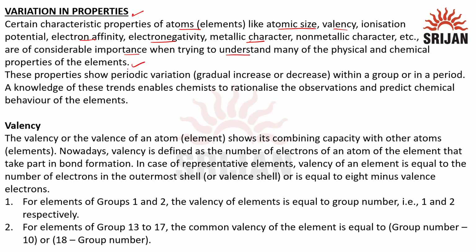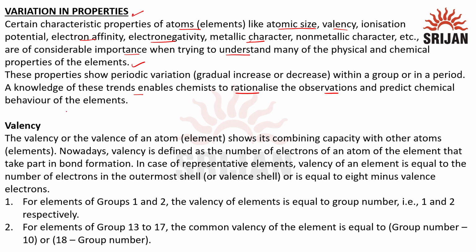So these properties show periodic variations. That means they gradually increase or decrease according to the flow in the periodic table, right? Within the group or in the period. A knowledge of these trends enables chemists to rationalize the observations and predict the chemical behavior of that element.